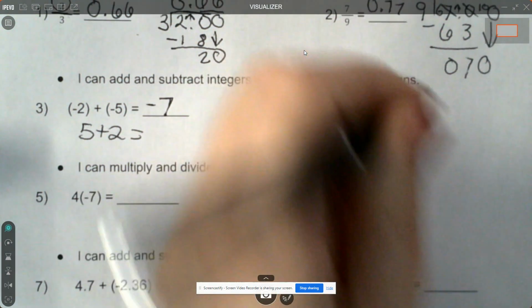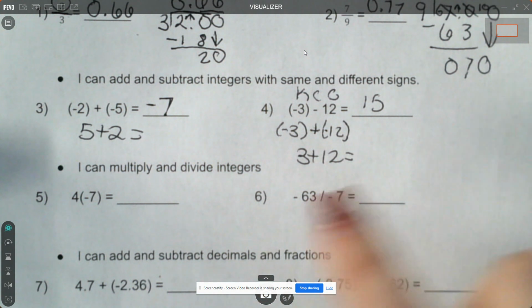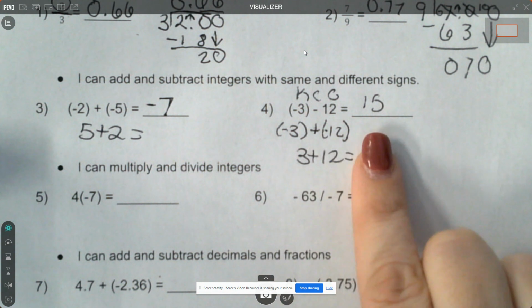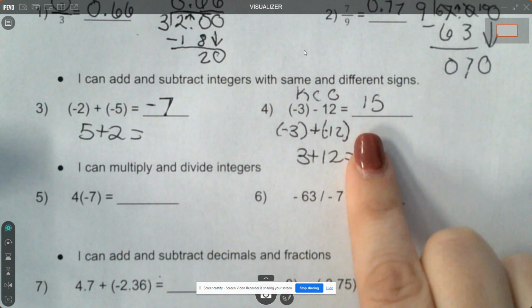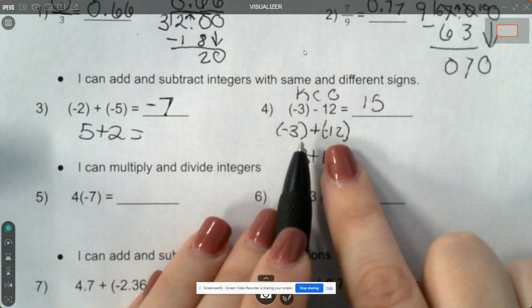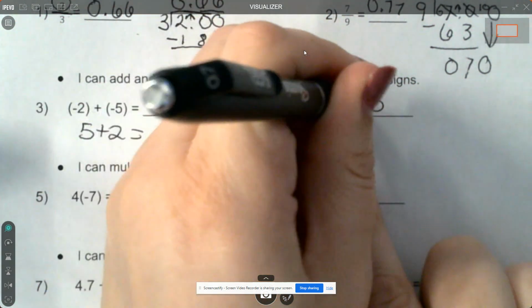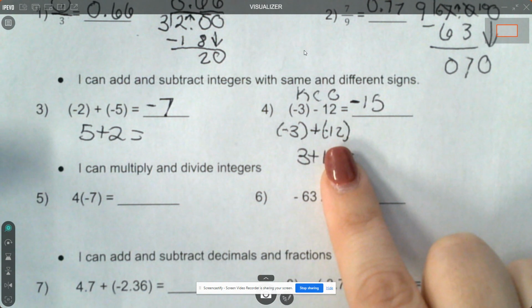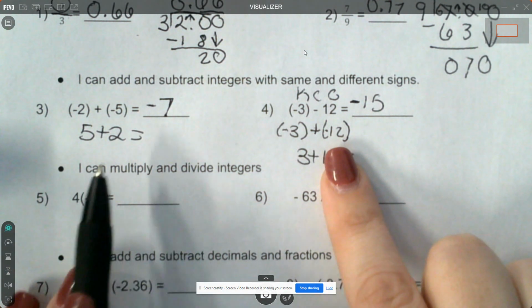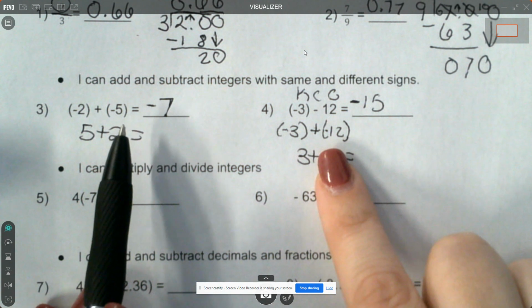15. Is my answer positive or negative, Dex? They're both negative, so my answer would be what? Negative. Remember, if they're the same sign, you keep the sign the same. So if you're adding two negatives, my answer is going to be negative. Okay? So any questions about being able to add and subtract whole numbers?